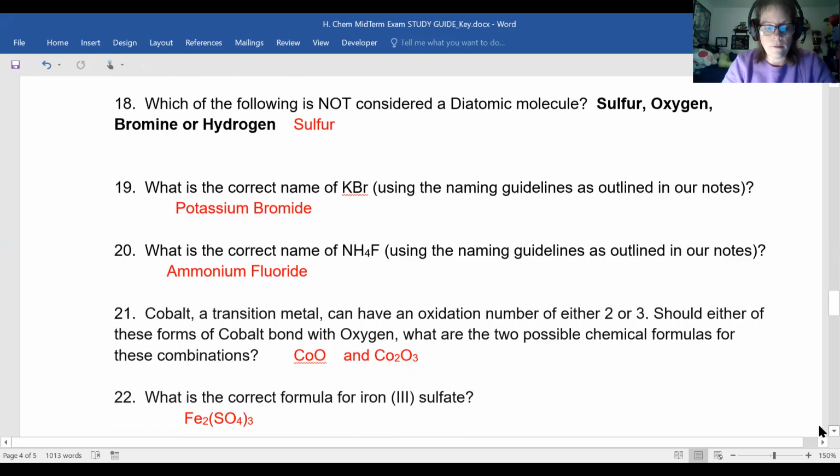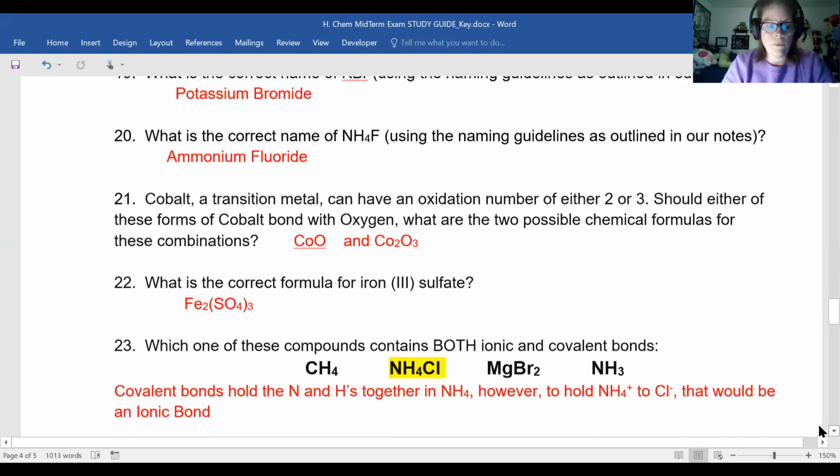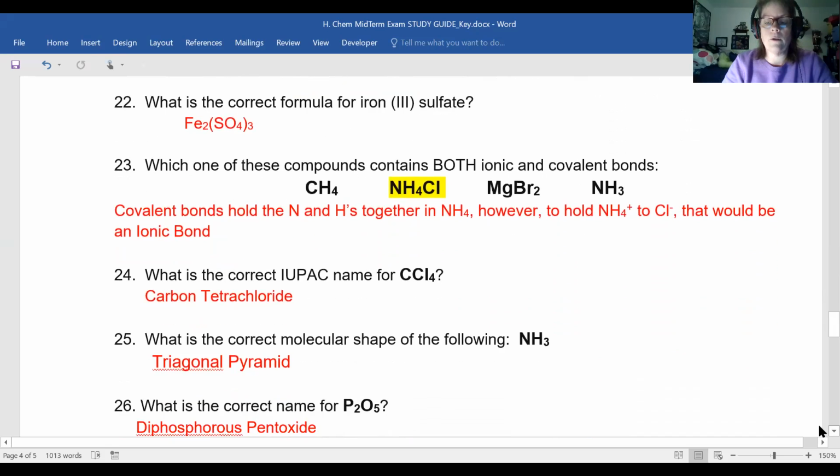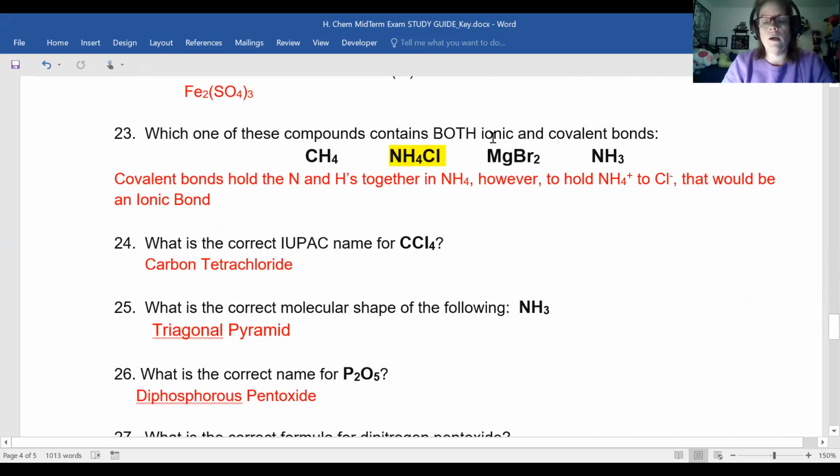Number 23, which one of these compounds contains both an ionic and a covalent bond? Remember, ionics are the ones that are going to have the oppositely charged ions together, the metals giving away the electrons, the nonmetals accepting them, and you get the positive and the negatives attracting. The covalent bonds are the ones where they're sharing electrons between atoms. So our answer would be this one right here, your ammonium chloride.